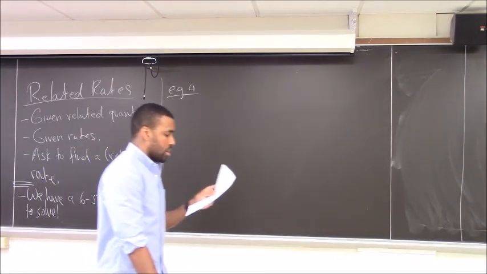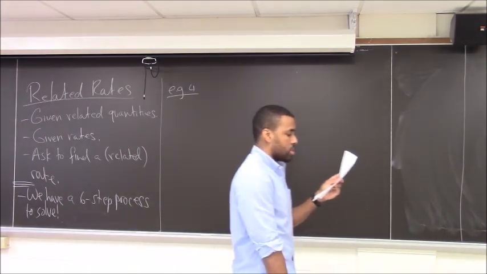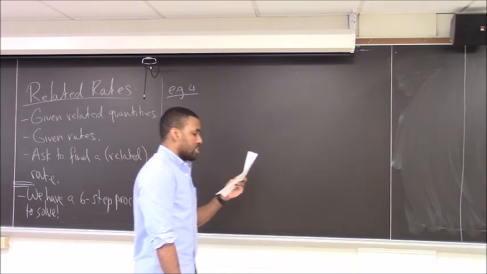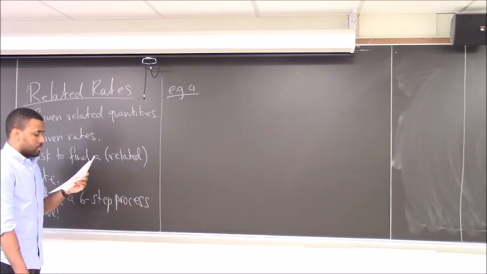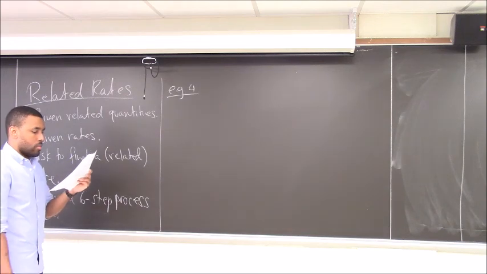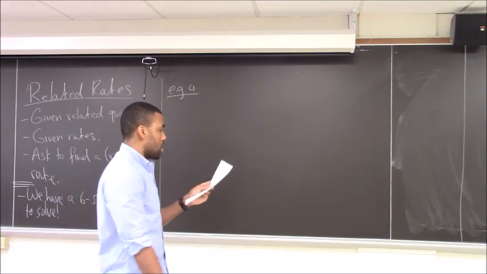So let's start with problem 4. The volume of a sphere is increasing at a rate of 5 cubic feet per second. How fast is its radius increasing when the radius is 2 feet in length? The volume of a sphere of radius r is given by V equals 4/3 pi r cubed.